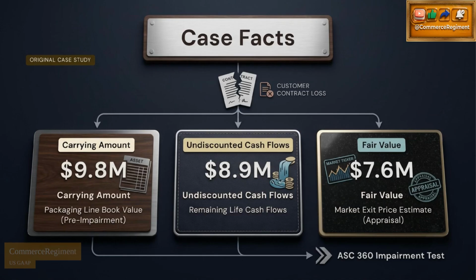Now let us introduce the original 2026 manufacturing case. A packaging line loses its largest customer contract and management identifies an impairment indicator. The asset group has a carrying amount of $9.8 million before impairment. Its undiscounted expected future cash flows are $8.9 million. Its fair value, supported by appraisal and market participant assumptions, is $7.6 million. These three numbers will drive the sequence: screen, measurement, allocation, entry, and new cost basis.